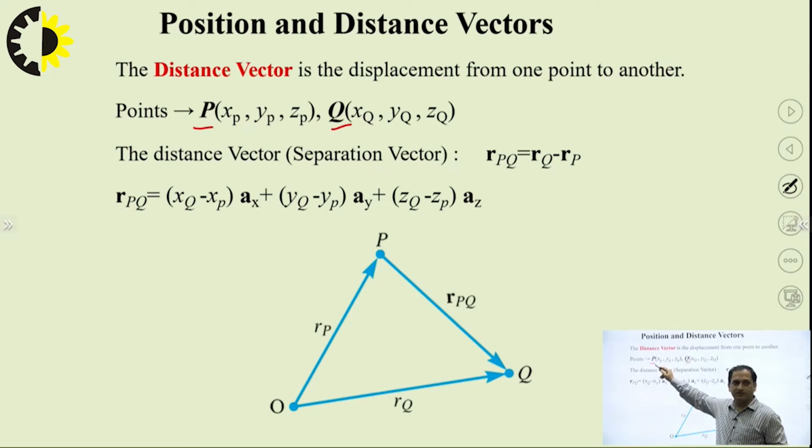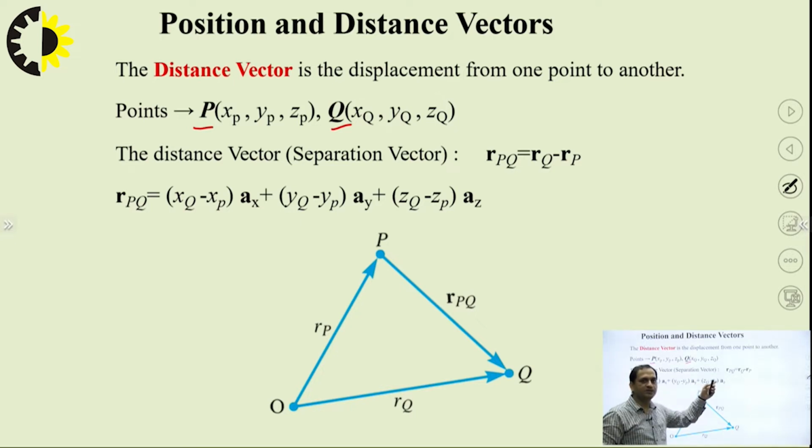So, like that, P is a point, Q is a point. For the P point we have XP, YP and ZP, and for the Q point we have XQ, YQ and ZQ. So, in that, what will the distance vector be? R_PQ, that is R_Q minus R_P. In this case the distance vector will be (XQ minus XP) AX plus (YQ minus YP) AY plus (ZQ minus ZP) AZ. So, you can also define how we will get this R_PQ.